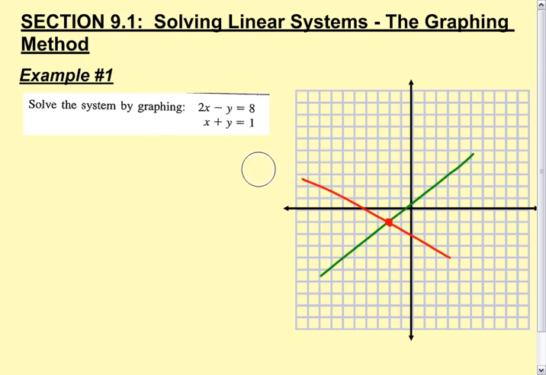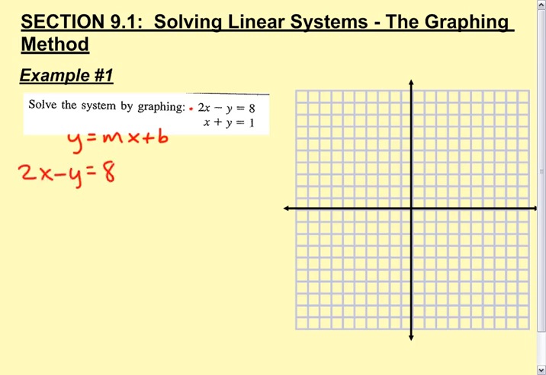Okay? Now, let's take this first one. Remember, y is equal to mx plus b. We want to change both of these so that they're in that form. We'll start with 2x minus y is equal to 8. I want to get y by itself and I want to make it positive. So remember, we're going to subtract 2x from both sides. And now I have negative y is equal to negative 2x plus 8.